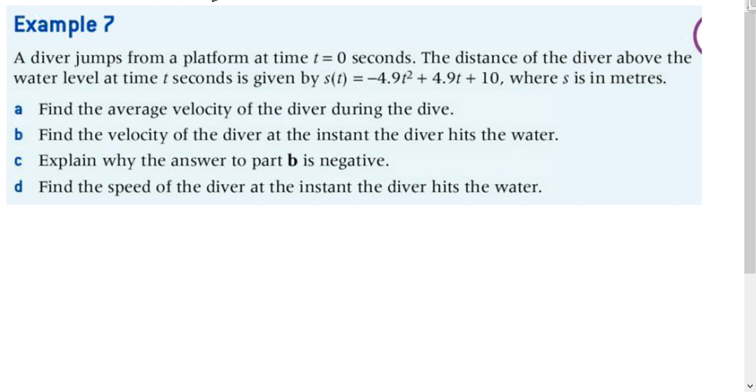So a diver jumps from a platform at time t equals 0 seconds. The distance of the diver above the water level at time t seconds is given by the following, where s is in meters. To find the average velocity of the diver during the dive. So average velocity. What do I need to calculate if I want the average velocity? Average rate of change.